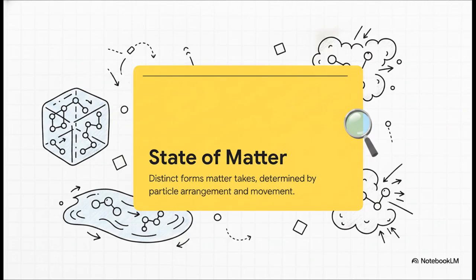So the way these tiny particles move and how they space themselves out actually determines the state of matter. This is exactly why water can exist as solid ice, free-flowing liquid water, or gaseous steam. Believe it or not, it's the exact same water molecules in all 3 states, but their arrangement and kinetic energy, basically their movement, create entirely different physical forms.